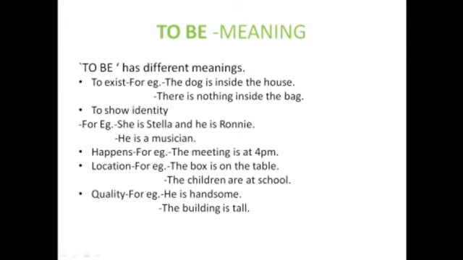To be is also used to explain the location of someone or something. For example, the box is on the table. Here I'm talking about the location of the box. The children are at school. Here I'm talking about the location of the children.